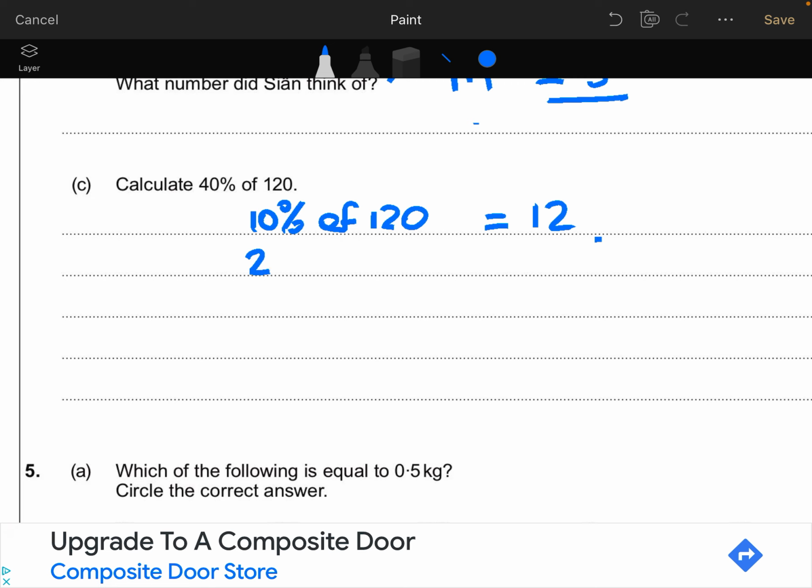20% will be double that. Would be 24. And 40% will be double that, which is 48. And that is my answer, 48. It seems reasonable. It's slightly less than half of 120.